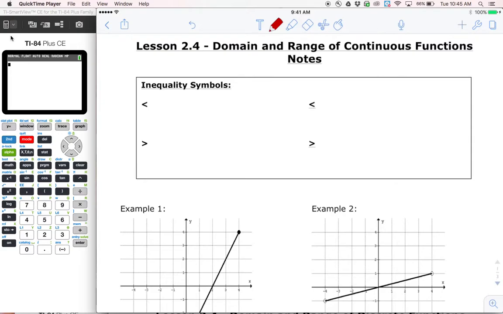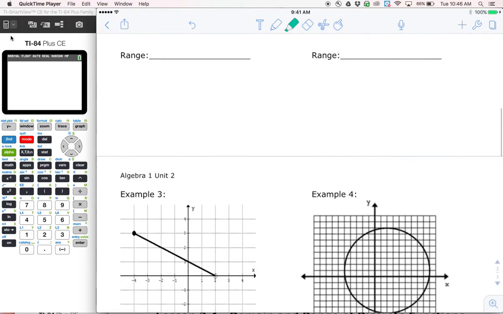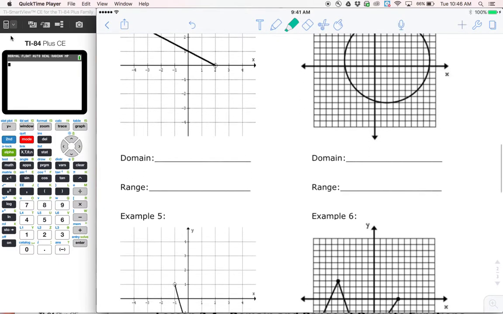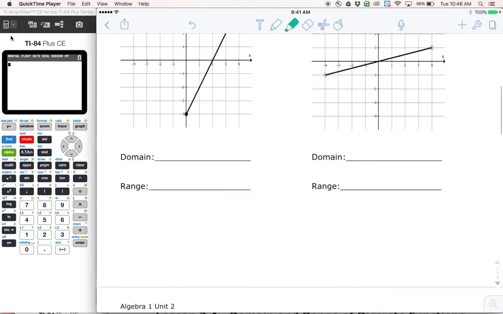Domain and range of continuous functions notes. Really quickly, yesterday we did discrete functions, which look kind of like scatter plots. Today we're talking about continuous functions. Do you notice all the functions on this paper have lines, or they're connected all together? They're not just points. That's what we mean when we say continuous functions.